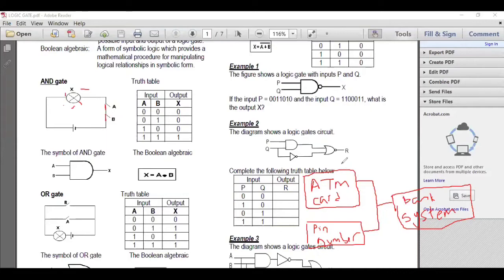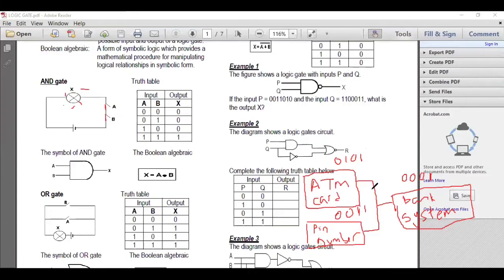Now you see what happened here. Let's say if you choose the wrong ATM card and the wrong PIN number, what happens? You cannot enter the system. That means you cannot look at your account. If you have the correct ATM card but the wrong PIN number, still you can't enter to look at your account. If you have the wrong ATM card but the correct PIN number, still you can't enter the system to view your account. But if you have the correct ATM card and the correct PIN number, then only you can enter the system. So we call it AND gate. Why? Because both must be on, then only you can get your output.